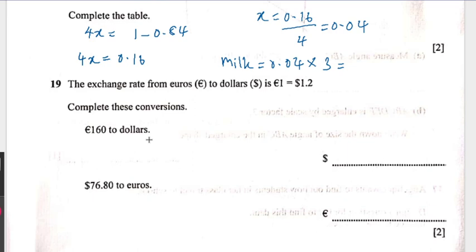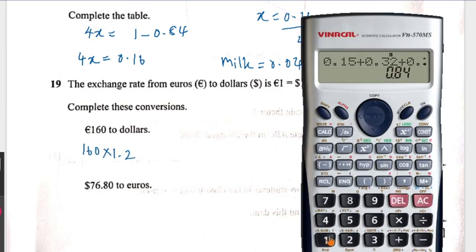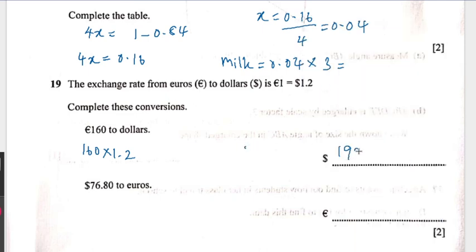Okay, number 19 here. Let's see. The exchange rate from euros to dollars is 1 euro is $1.2. Complete this conversion. 160 euros to dollars. So you know that 1 euro is $1.20. So 160 should be 160 times 1.2. Okay, so 160. If 1 is 1.2, so 160 you just times 1.2, isn't it? Okay, so 192. So here we write 192.